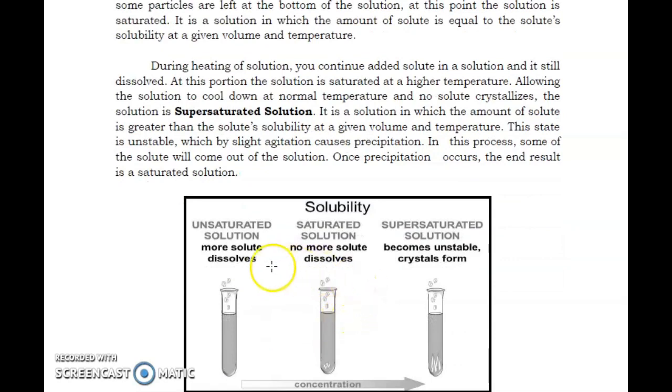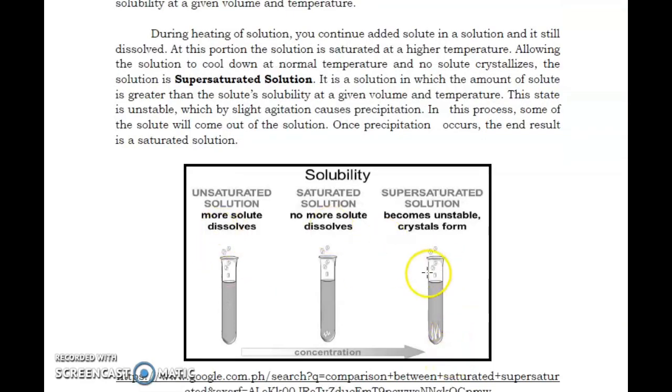So here, let's look at the diagram showing the solubility of solutions. For an unsaturated solution, more solute dissolves because it has a lesser amount of solute. So therefore, it will be dissolved in the solvent. For the saturated solution, no more solute dissolves, and as evidence, there is presence of excess solid solute at the bottom. While for the supersaturated solution, once you apply heat on the solution and the amount of solute you have added is greater than the amount in the saturated solution, after cooling it down, you can observe crystals at the bottom of the container. So that's the difference of the three.